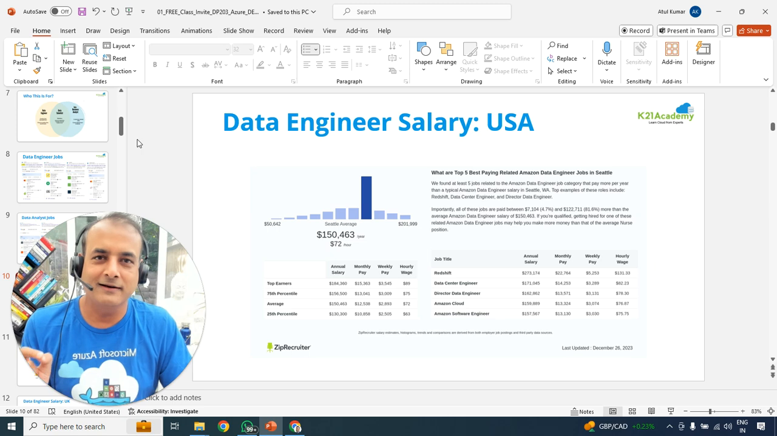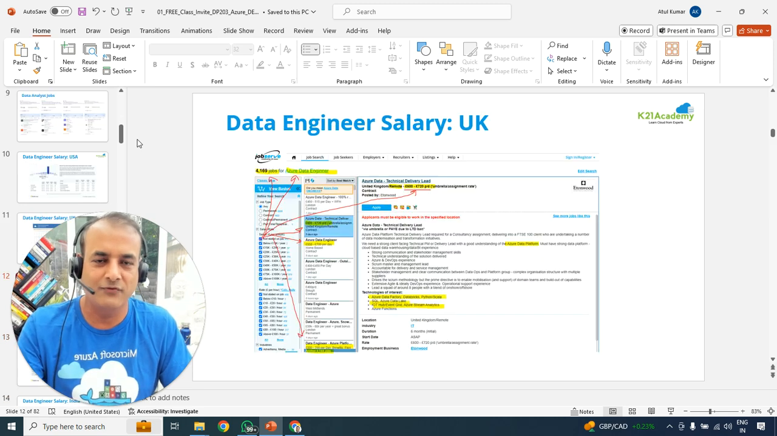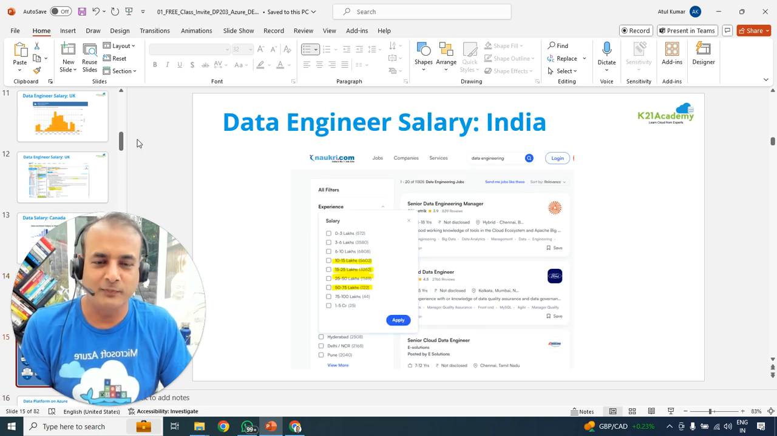We'll also look at the salaries that you can expect depending on your level in countries. We'll talk about some of the top countries, but if you leave a comment with which country you're from, I can refer to some of those contexts as well about the job salaries you can expect.